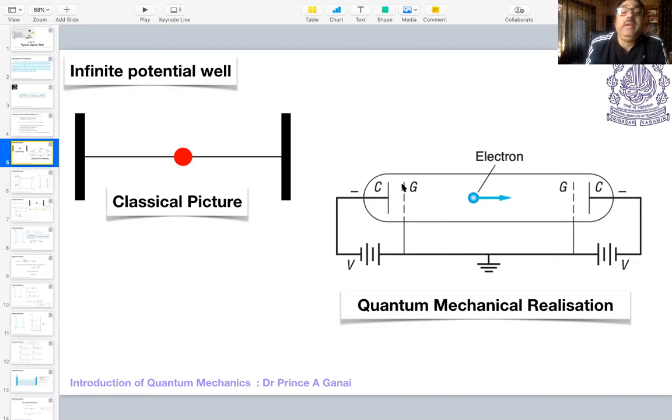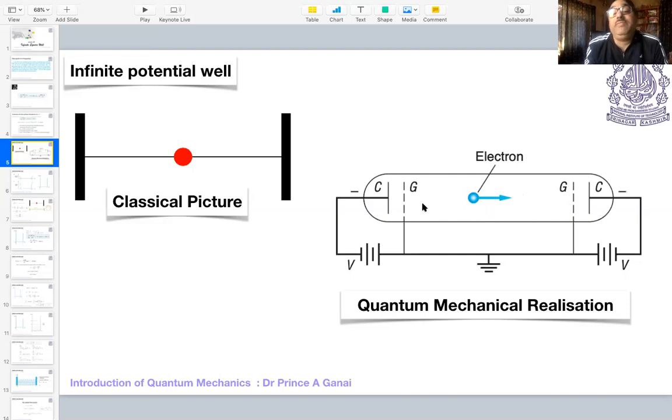On the left side, the grid is again grounded, and the cathode is at negative potential. So the grid is at zero potential, and there is no potential that the electron will experience between the two grids. But as the electron tries to pass through the grid, it will experience a negative potential that will push it back into this region.